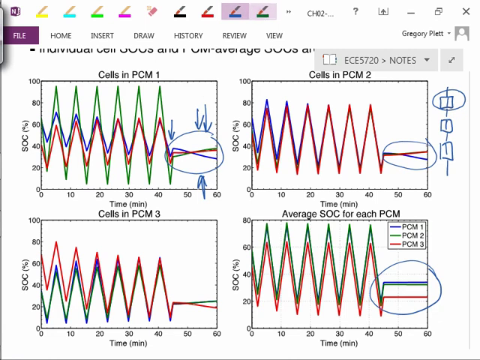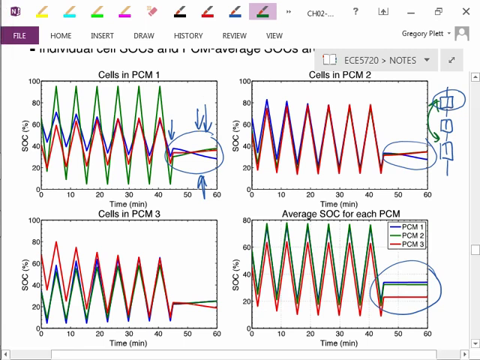There's no mechanism in this plot to move charge between, for example, PCM number 1 and 3 in order to balance them out so that the states of charge would become more similar to each other. That's why we're going to need balancing. And so again, we look at balancing in Chapter 5.